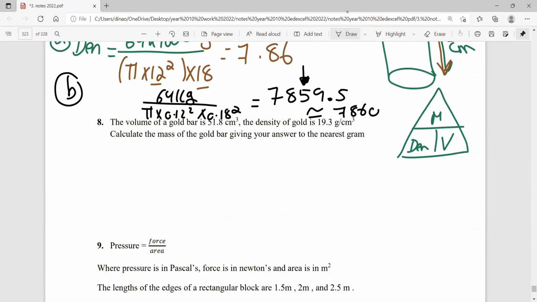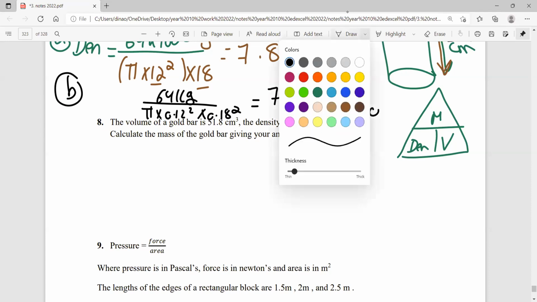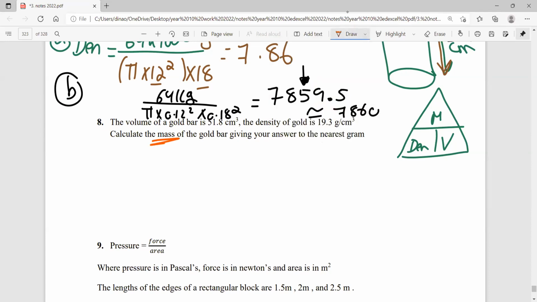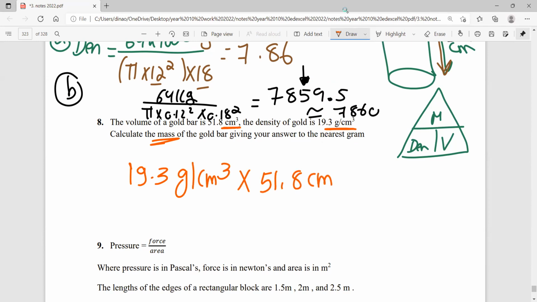Moving on to question number 8. Question 8 says the volume of a gold bar is given and the density is given. What is required here? The required is mass. From the table, mass is density multiplied by volume. Again, make sure of the units. The density is 19.3 gram per centimeter cubed, multiplied by the volume of the gold bar, which is 51.8 centimeter cubed.